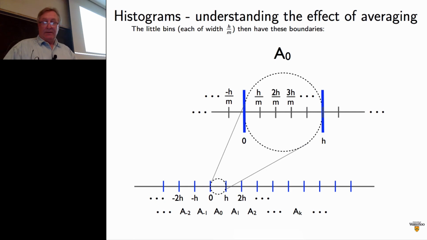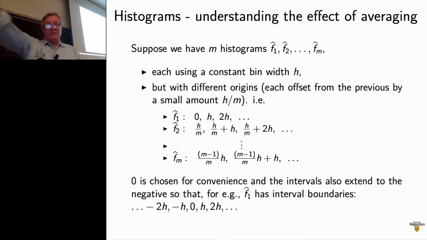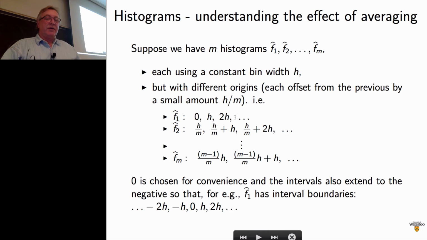Everybody with me? So suppose I've got these m histograms, f1 hat through fm hat. Each has a constant bin width h, but each has different shifted origins. So the first one goes 0 to h, 2h, etc. The second one begins at h over m, then goes h over m plus h, h over m plus 2h, etc. Down to the last one, (m minus 1) over m times h, adding h each time. Okay?